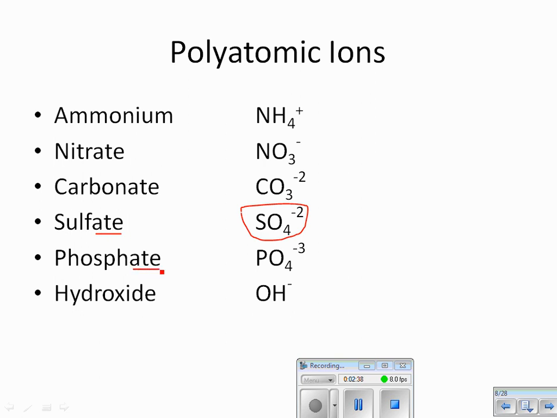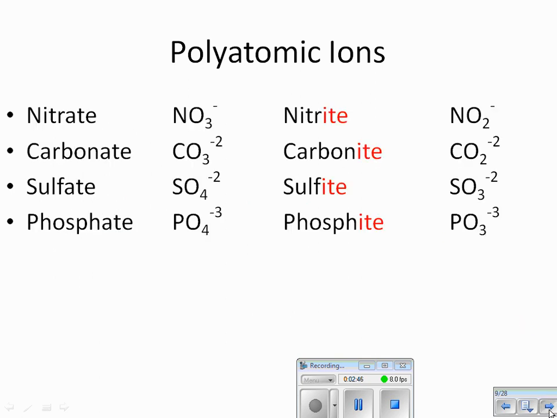Notice that all of these in this list end in ATE. If it has one less oxygen, it is called a sulfite. It's going to end in ITE. Notice nitrate is NO3, nitrite is NO2. So sulfite is our polyatomic ion. It is SO3, and it has a charge of -2.